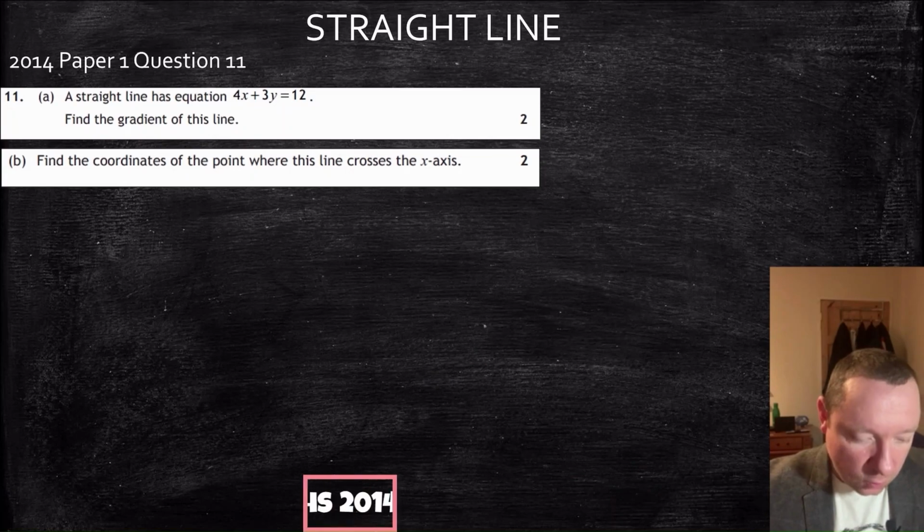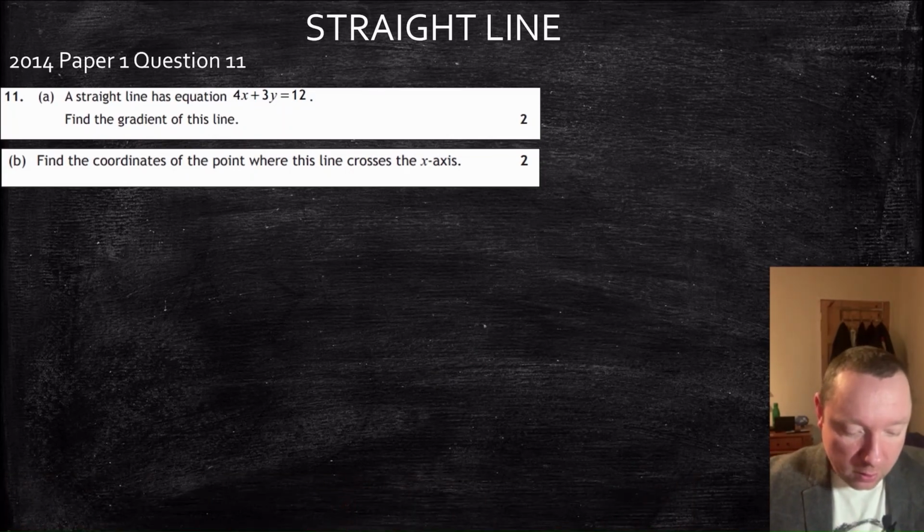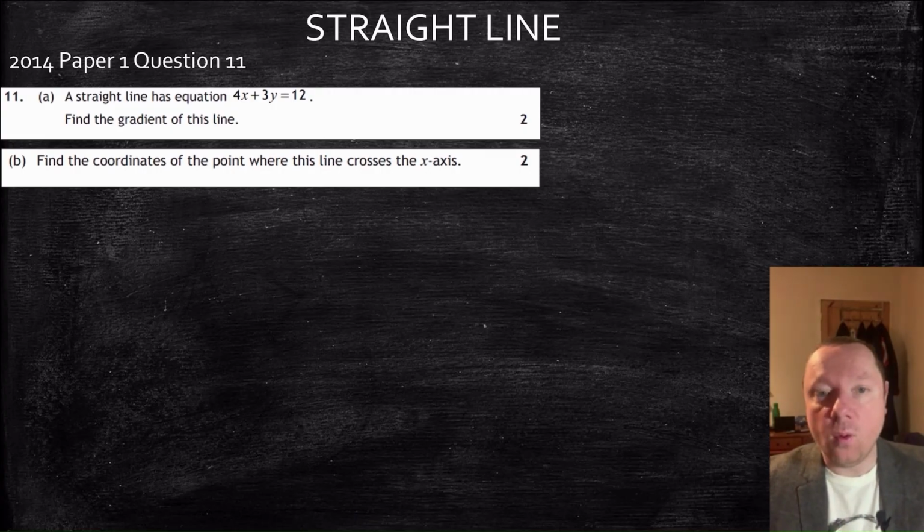That's the National 5 Maths 2014 Paper 1 Question 11. A straight line has the equation 4x plus 3y equals 12. Find the gradient of the line. Well, that's quite easy then. So we just rearrange it to make y the subject.